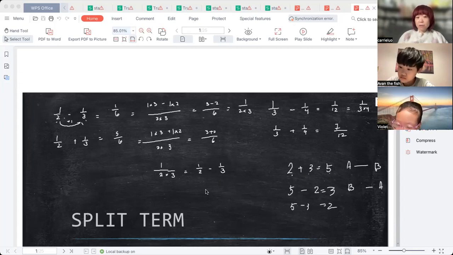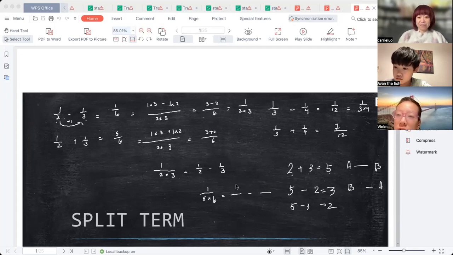Okay, so let's take a look at this one. If I give you an answer like 1 over 5 times 6, can you just split it into two terms? Violet, equals what minus what? I cannot hear you.